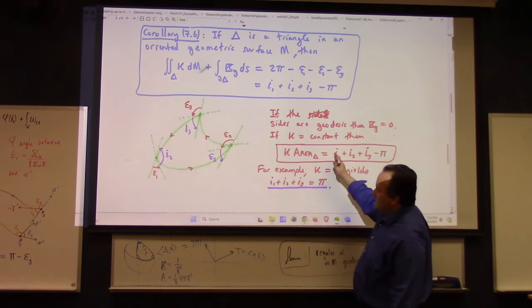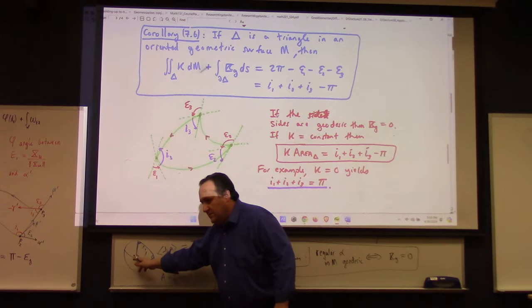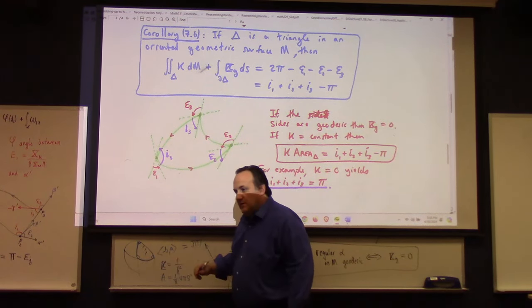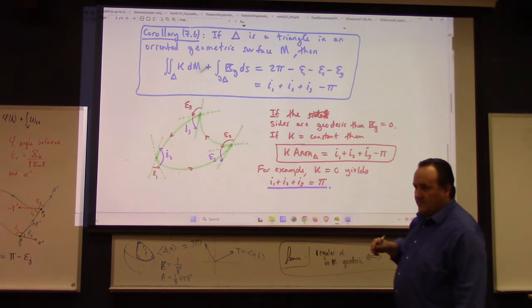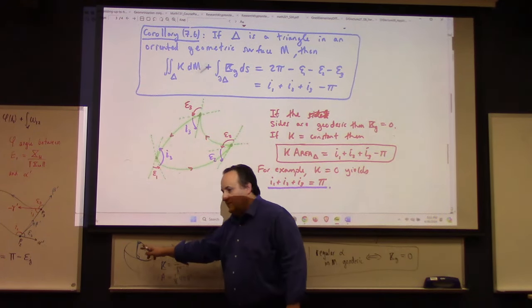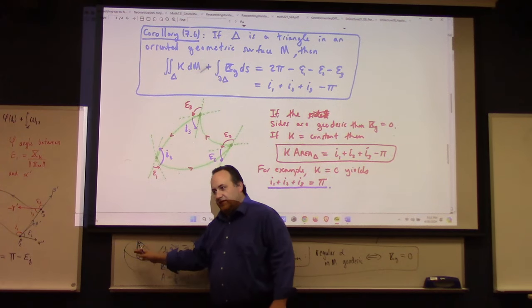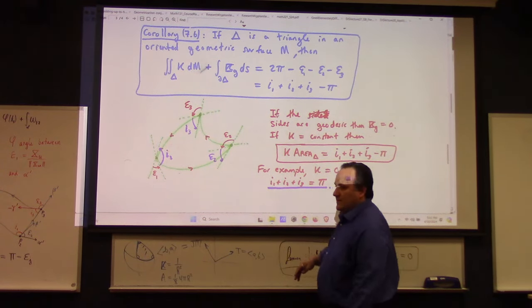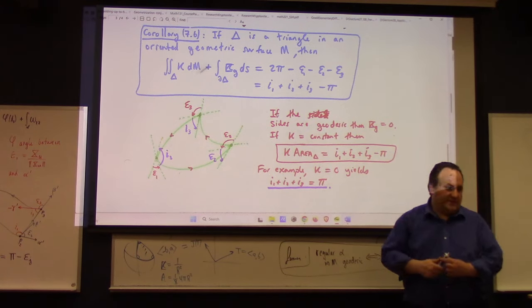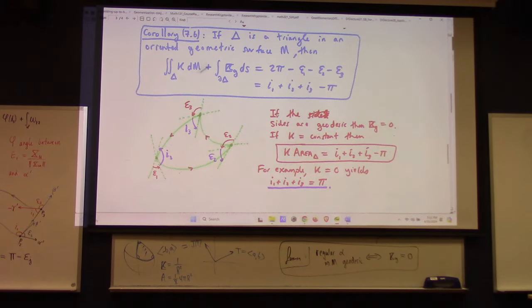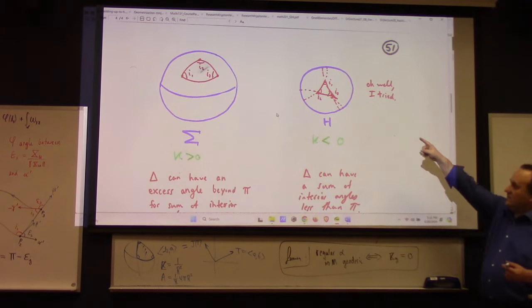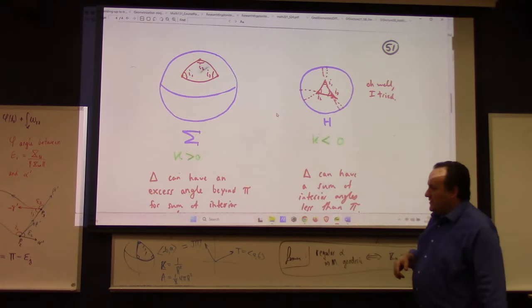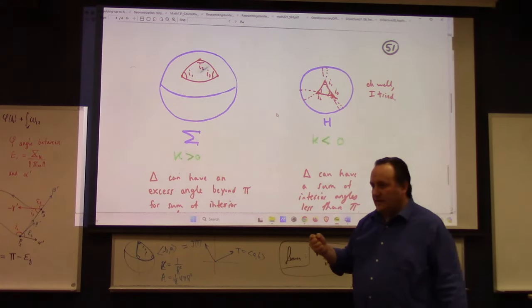What do you have here? The sum of the interior angles: pi over 2, pi over 2, pi over 2. 3 pi over 2 minus pi is pi over 2. See, it works. But if I were to make a smaller triangle, I wouldn't have the same angle excess as I do here. And likewise, if you have negative Gaussian curvature, you could have the situation where the sum of the interior angles is less than pi.